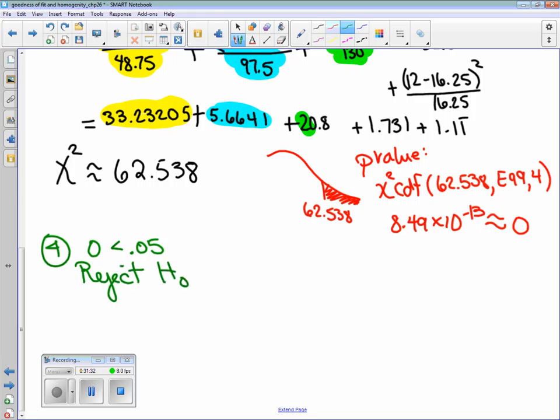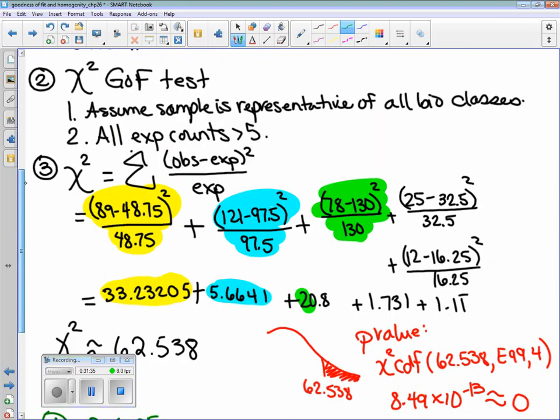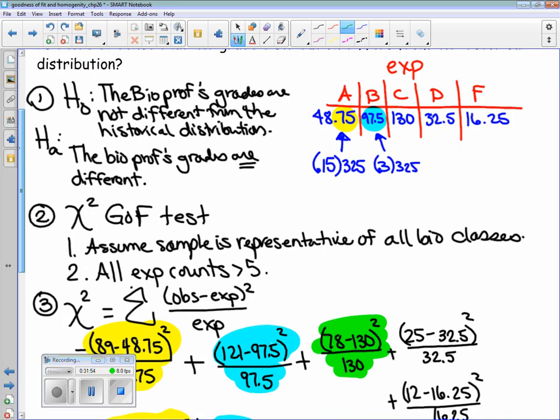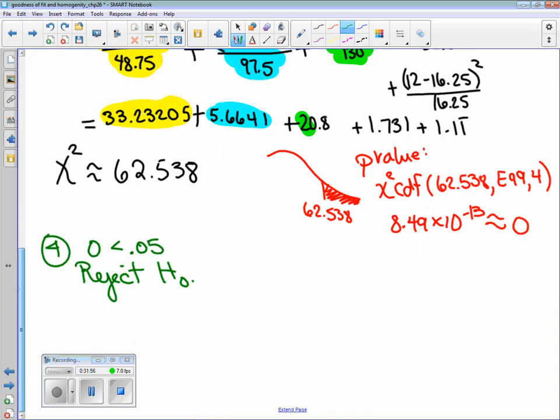And then what am I going to say in context? We have evidence to suggest, I love that you're starting it that way, suggest what? The grades are different from her historically, the grades are different this year. Okay, we have evidence to suggest that her grade distribution is different than it has been in years past. That's probably how I'll say it.